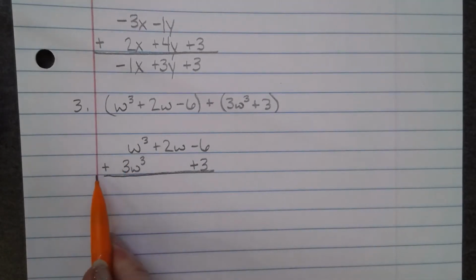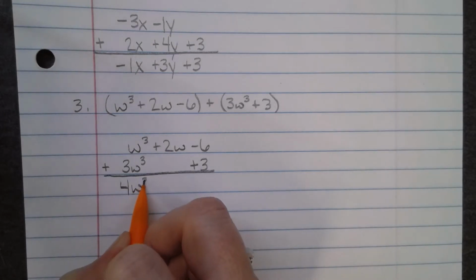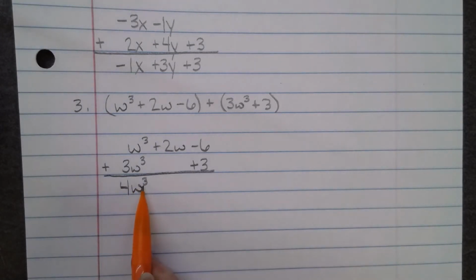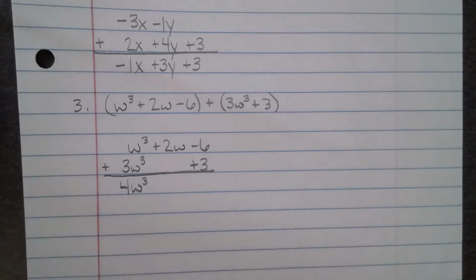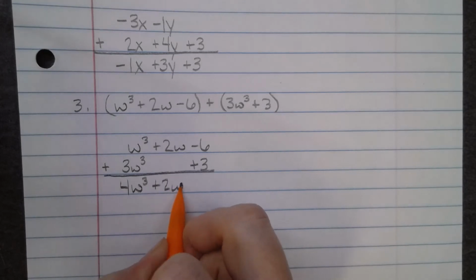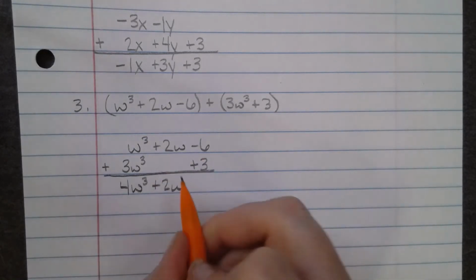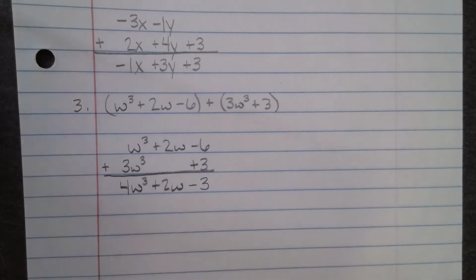W to the third power plus 3w to the third power gives us 4w to the third power, not to the 6th or the 9th or anything else. When I combine, maybe I have watermelons. Watermelon plus 3 more watermelons gives me 4 watermelons. Okay, they don't turn into anything else. When I bring down my next term, I have 2w since I didn't have anything else to combine it with. And negative 6 plus 3 gives us negative 3.